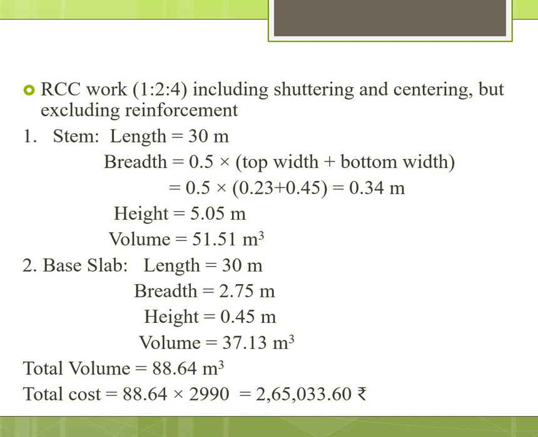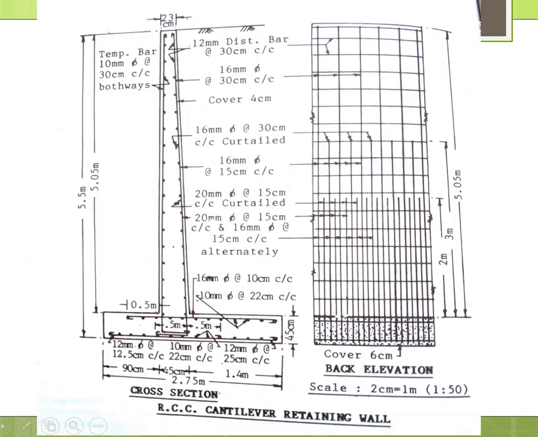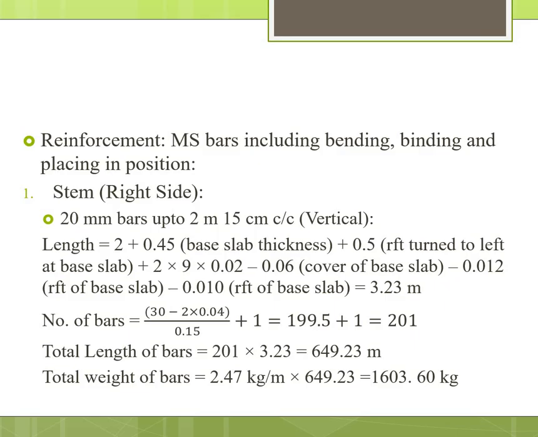Concrete including shuttering and centering, and you are multiplying it with the rate that has been given to you, and the entire cost will become 2,65,033 rupees 65. Okay, the entire cost of RCC work including the shuttering and centering has been given here. I hope this is clear to you. Now we'll go on to determination of reinforcement.